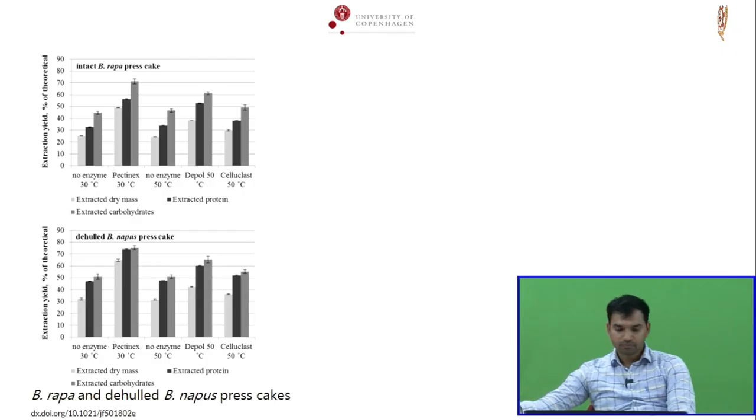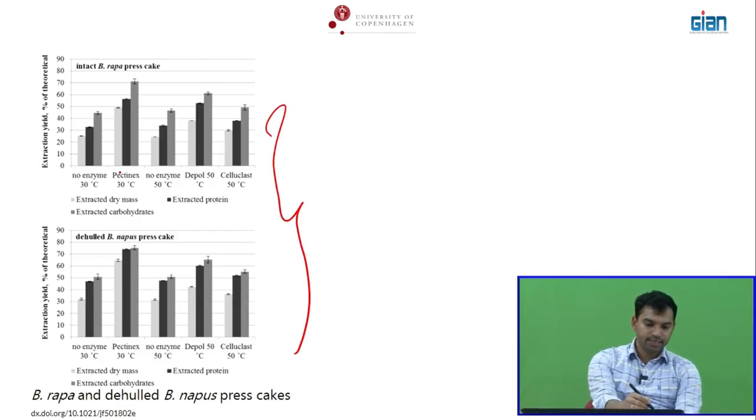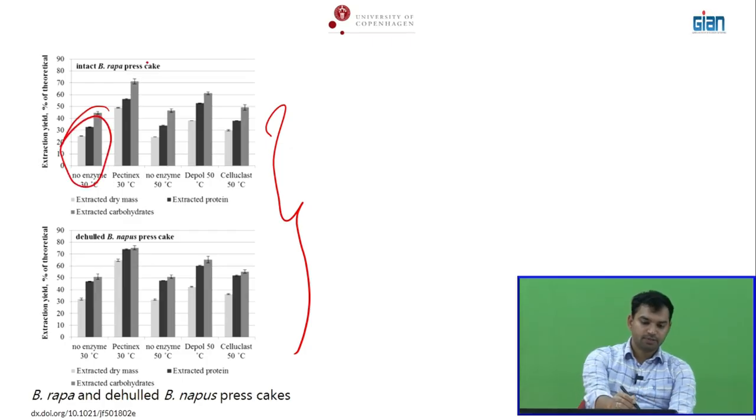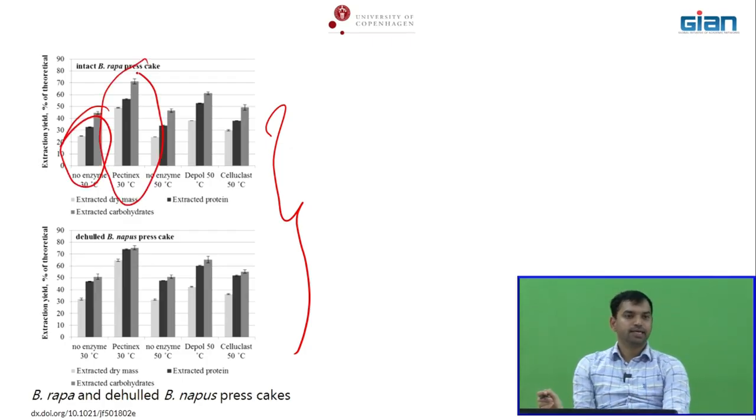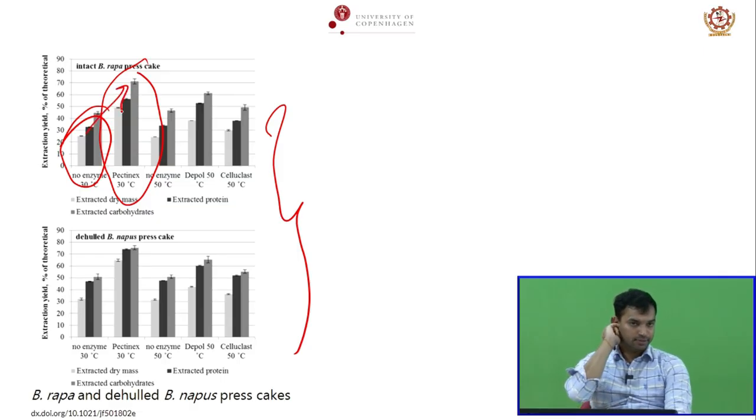Okay. This is another example again with the rapeseed matrix. In this case, this is no enzyme. This is with the enzyme called Pectinex, which contains pectinase. You can see there is a rapid increase in the yield. Okay.